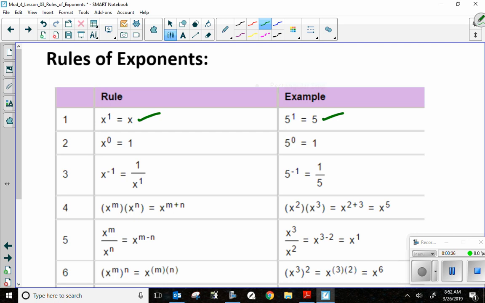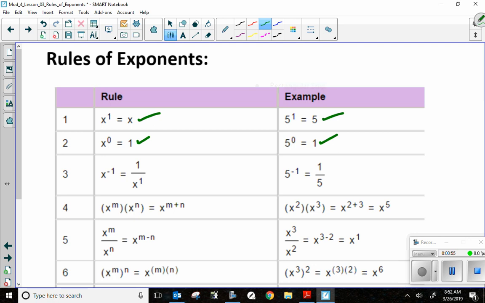Good, simple. Anything to the power of 0 is not 0, it's 1. So if I have 5 to the 0, that's 1. If I have 10 to the 0, it's 1. If I have 13 million to the power of 0, it's 1. All right? Now, rule number 3.